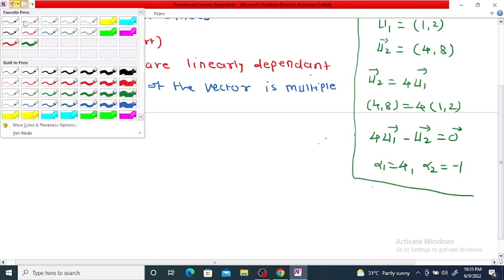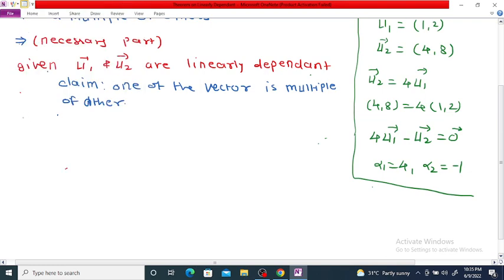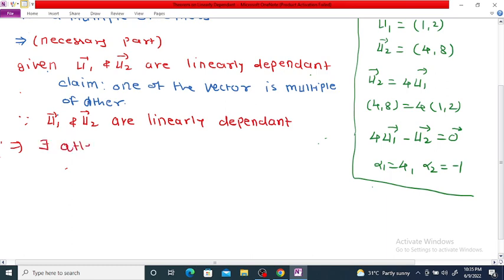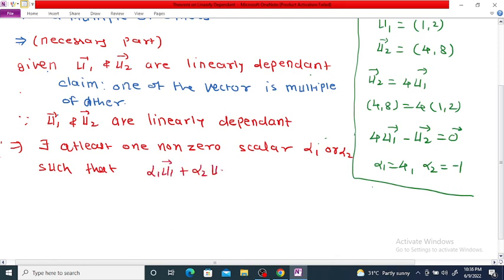Now proof. Since u1 bar and u2 bar are linearly dependent, this implies there exist at least one non-zero scalar alpha 1 or alpha 2 such that alpha 1 u1 bar plus alpha 2 u2 bar is equal to 0 bar.